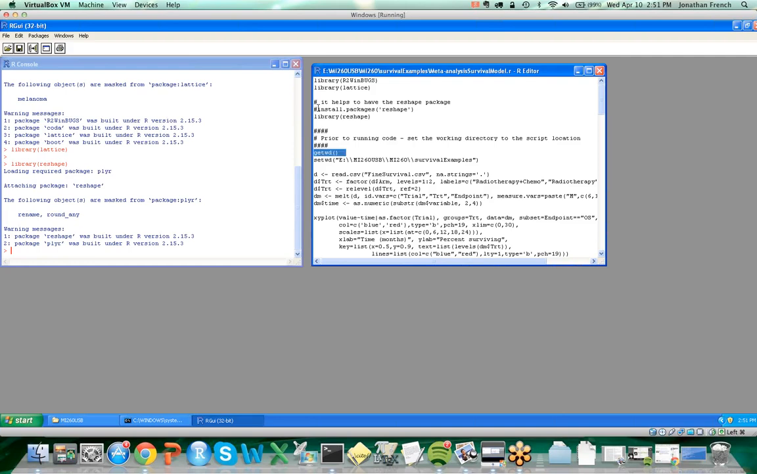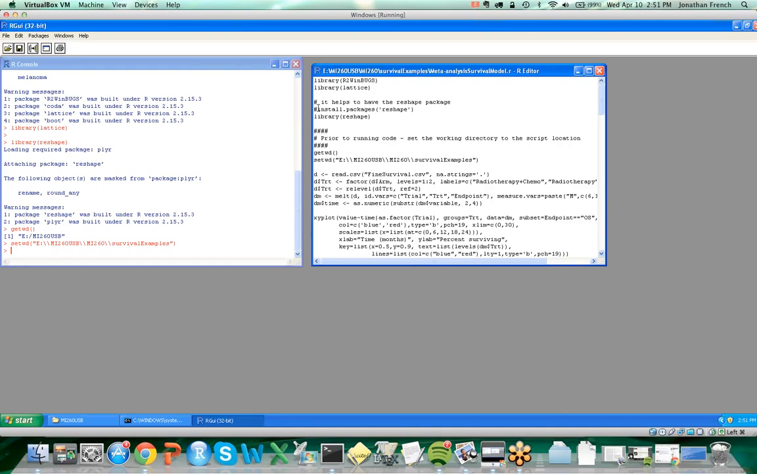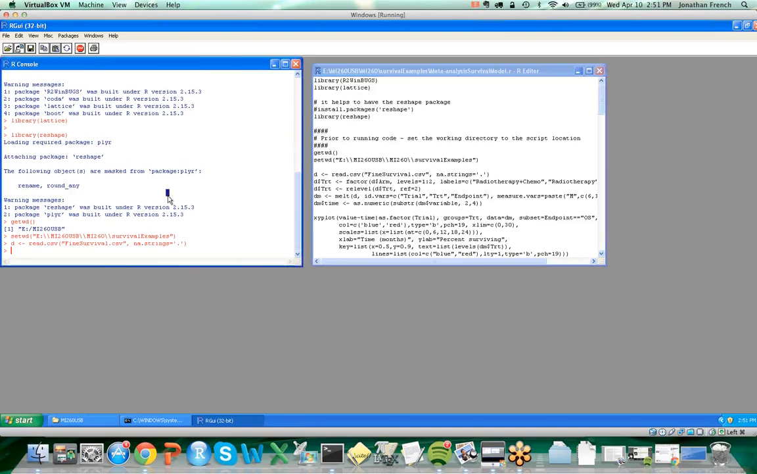But then you will need to load the reshape library as well. So let's check our working directory to make sure we're going to be working in the right place, and if not, set it to the directory where you've saved the data. So we'll read in this data, which I've called the file findsurvival.csv. I'll read in the data set, and we can look at the top few rows of it in R.